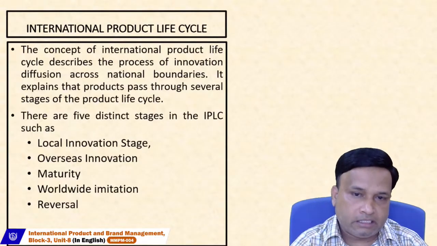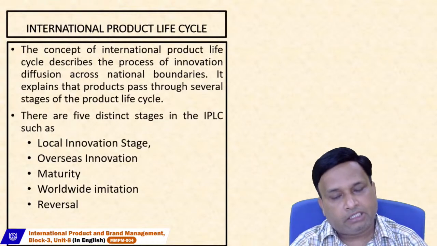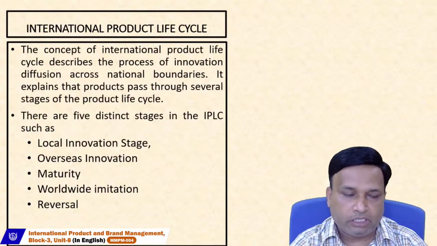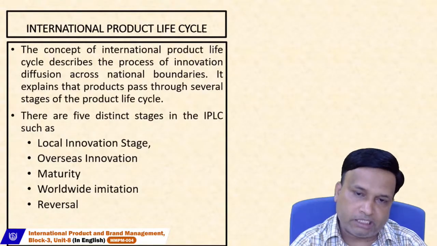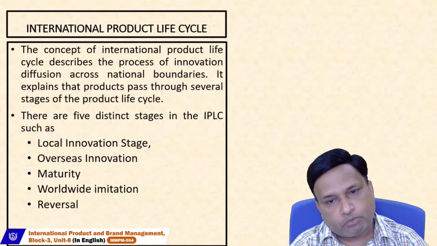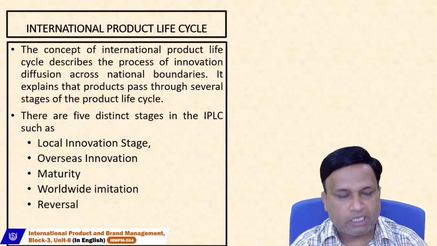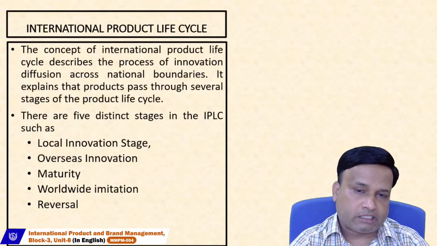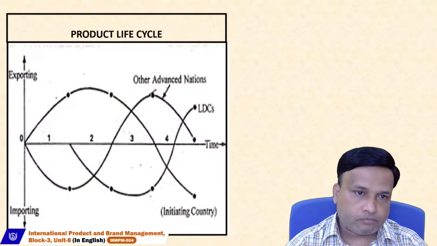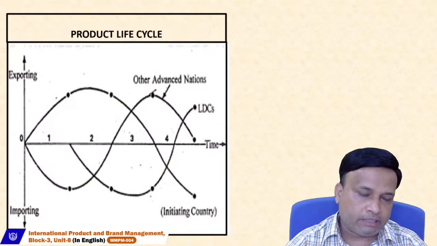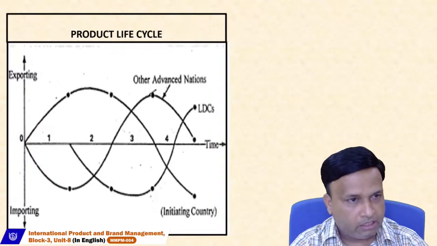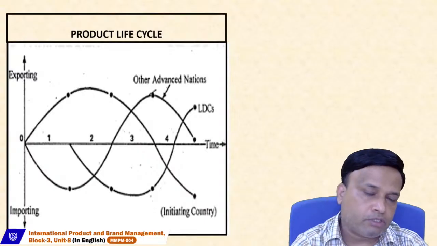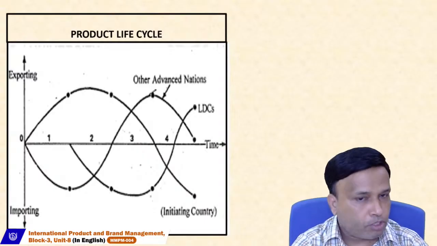Once the product reaches the maturity stage, the sales decline. When the product becomes a generic one worldwide, the producer of the product, the developed world, becomes the importer of the product. That is known as the international product life cycle. The developed countries, the advanced nations, become the exporter of the product.